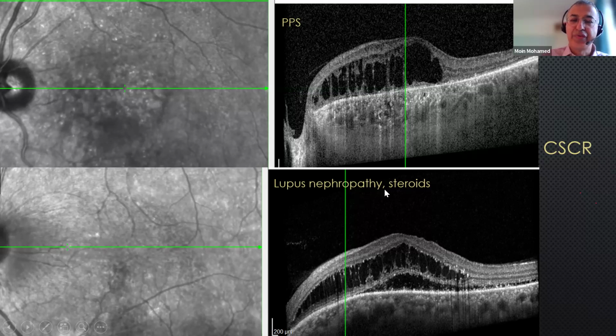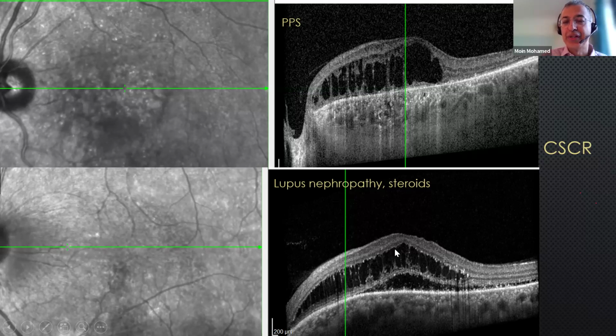And as a result of the steroids, he developed CSR. There's nothing you can do about it because he's got a life-threatening disease. You can't stop his steroids. And then because of his nephropathy, he was losing lots of protein. So he suddenly went into more advanced stages of renal failure.